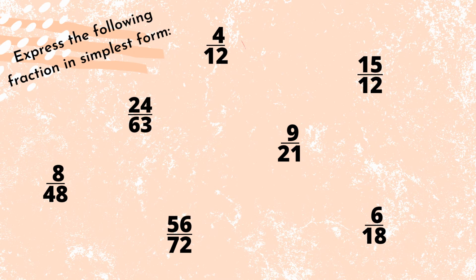So gaya nito, we have 4 over 12, no? So we know that 4 and 12 are both divisible by 4, and that is the greatest common factor of these two numbers. So if we divide the numerator and the denominator by 4, we will get 1 over 3. No? So, ganun lang, mag-simplify. So, next we have 24 over 63. So, their common factor is 3. Therefore, we have 8 over 21. So, that's the simplest form of that given fraction.